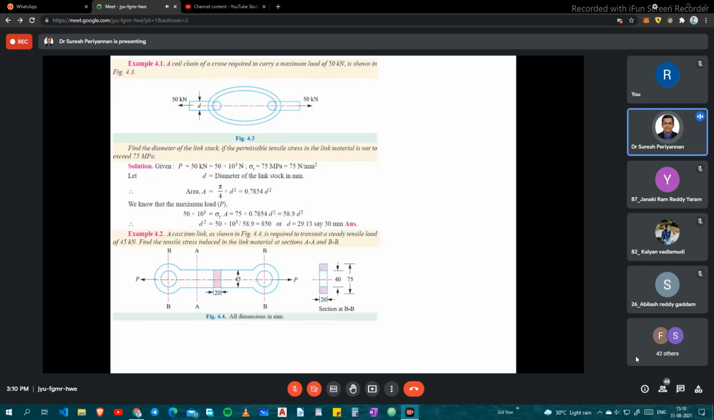Okay. See here, the first problem. A coil chain of a crane, required to carry a maximum load of 50 kilonewton, is shown in the figure. Find the diameter of the link stock, if the permissible tensile stress in the link material is not to exceed 75 megapascal.